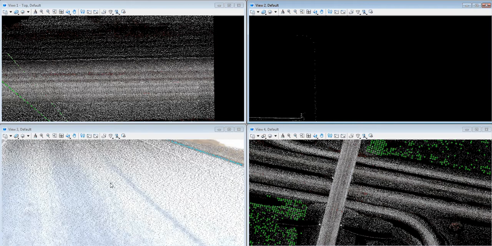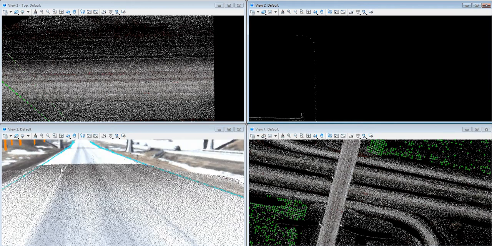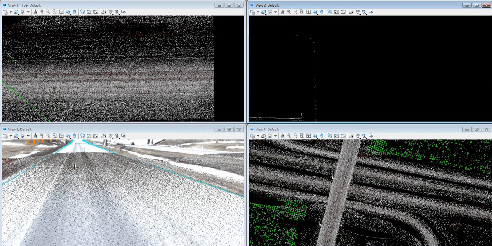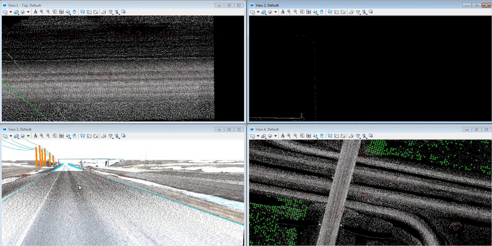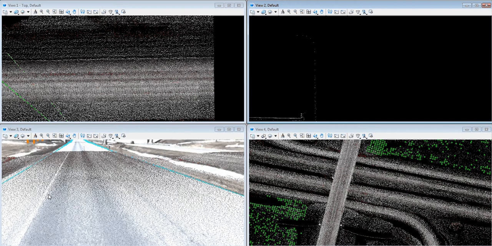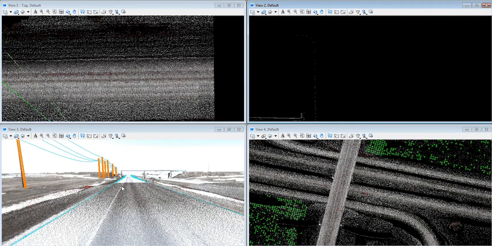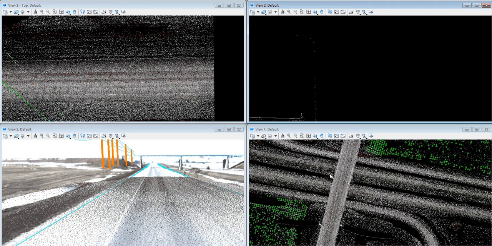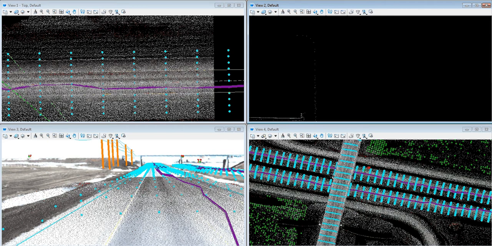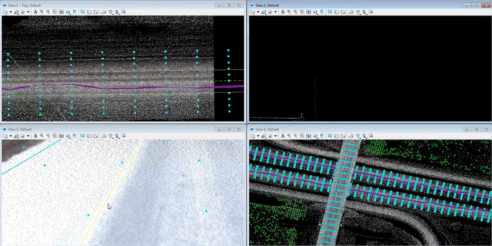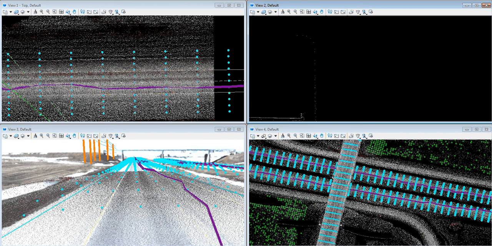And again, coincide with the pictures that we're taking. So we have geoposition cameras that ride along with the unit and give us the imagery that we can then use to verify that the line markings and various things, various objects that we're asked to digitize, that we are digitizing correctly and properly.